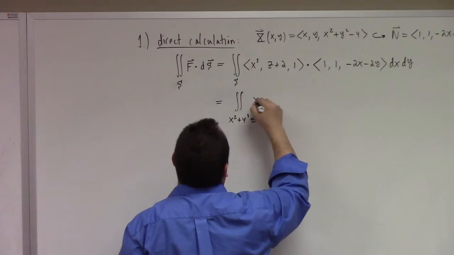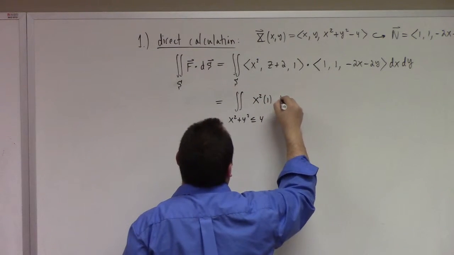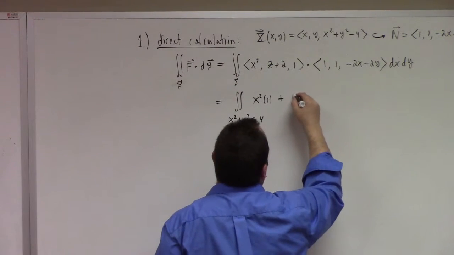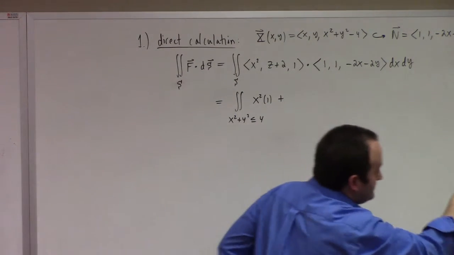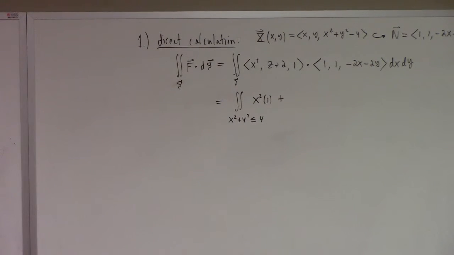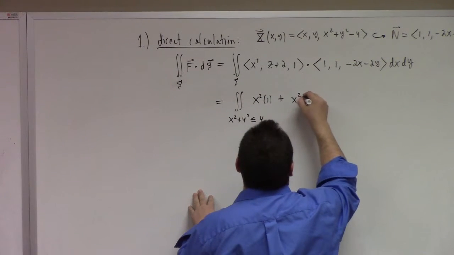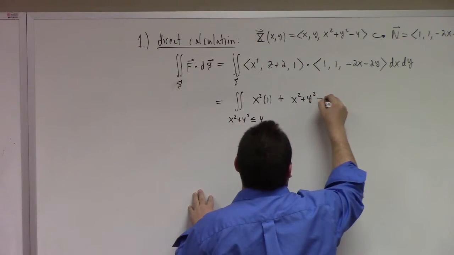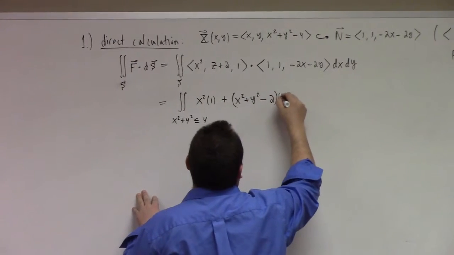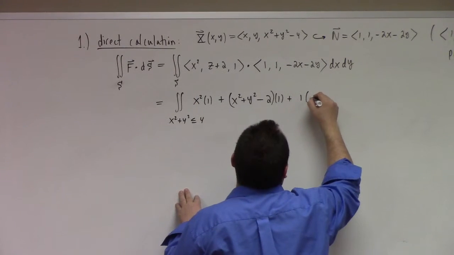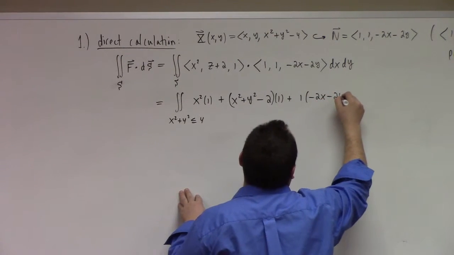And this should be, so x squared times 1 plus what? Now what is z? Z plus 2 is actually what? It's x squared plus y squared minus 2, right? Times 1, and then plus 1 times minus 2x minus 2y.